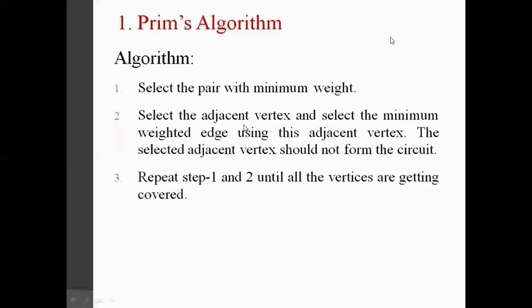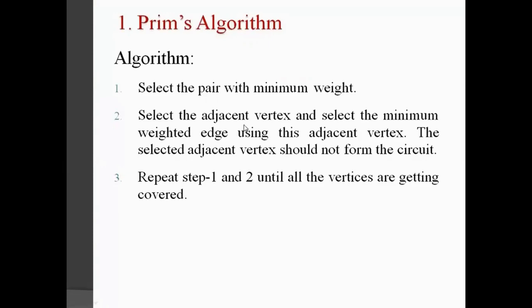Now discuss Prim's algorithm. There are steps in Prim's algorithm. Select the pair with minimum weight. Firstly, because we are finding the minimum cost, we have to select the pair which has the minimum cost, and select the adjacent vertex and select the minimum weight edge using the adjacent vertex. The selected adjacent vertex should not form a circle or circuit.